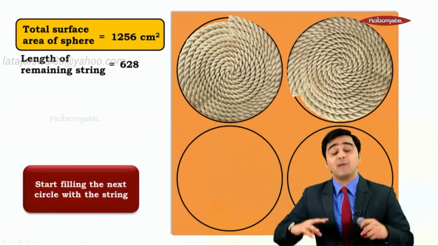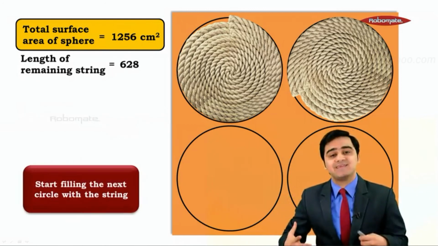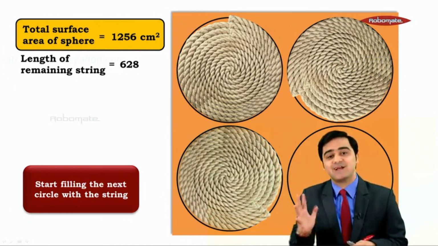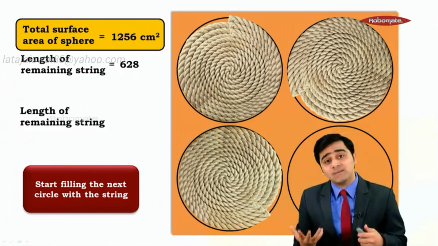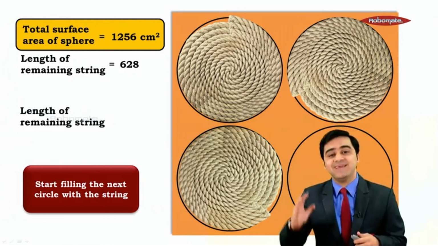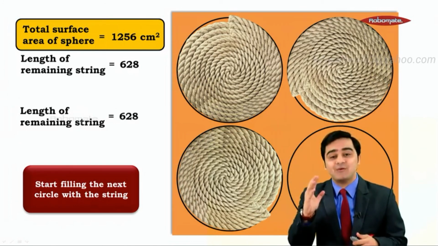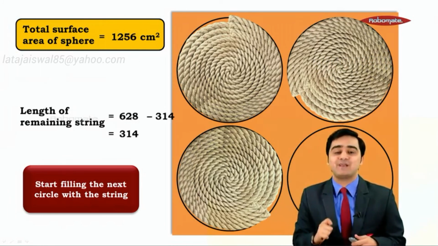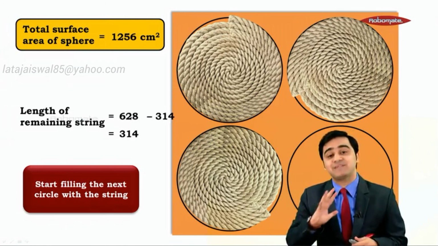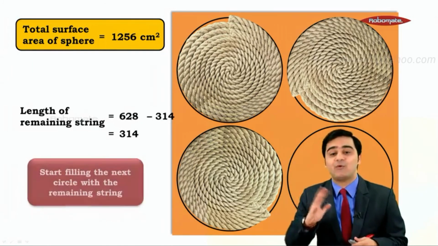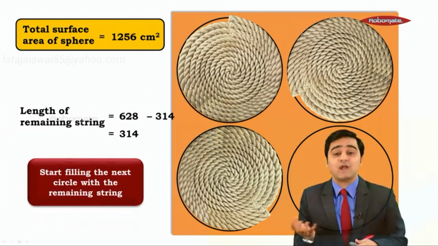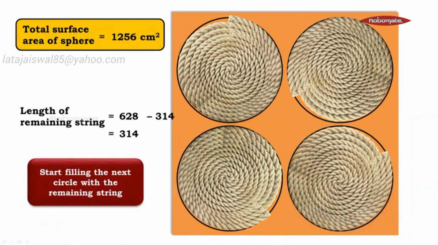Let's proceed further, and now let us start filling the next circle with the string. So observe, we have now covered the next circle with the remaining string. So what will be the length of the remaining string? Yes, the length of the remaining string is now 628 minus 314, which is equal to 314 centimeters square. So now we are finally left with 314 centimeters square as the length of the string. Now we'll start filling the next circle with the remaining string we have. So observe, now we have covered the full circle also with the remaining string.